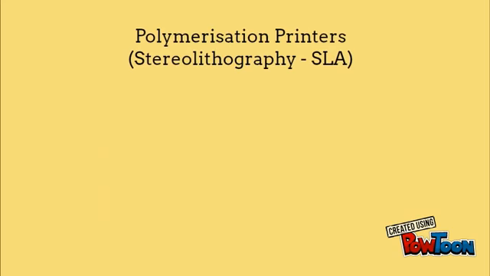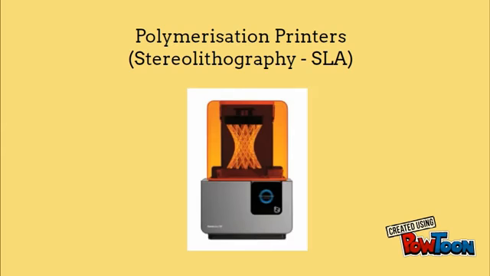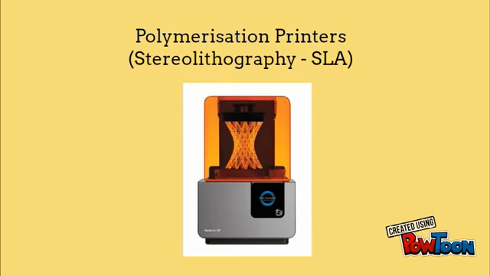The first type of 3D printer is the polymerization or stereolithography printer, which uses a liquid polymer resin which is exposed to a focused UV laser light. This causes the polymer to solidify. The laser draws the object in layers as the object is gradually withdrawn out of the liquid bath to allow the next layer to be formed.